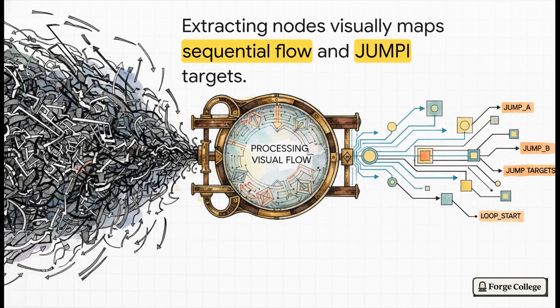By extracting those nodes, we can visually map the sequential flow edges, and more importantly, the conditional jump targets. Those are the specific spots where the code decides to branch. So instead of scrolling through hundreds of lines of text trying to remember where a jump landed, you just look at the branching arrows. It's super cool. It turns a massive text file into a really clear visual map.